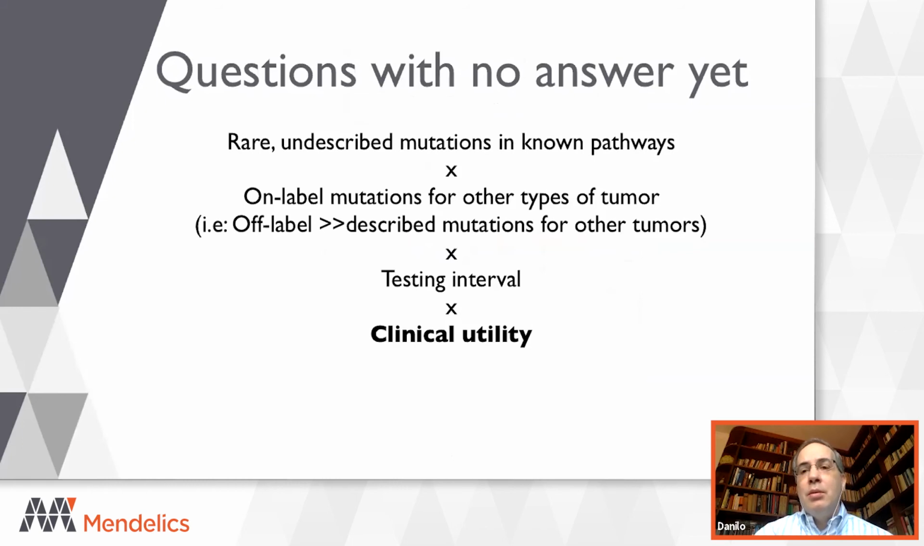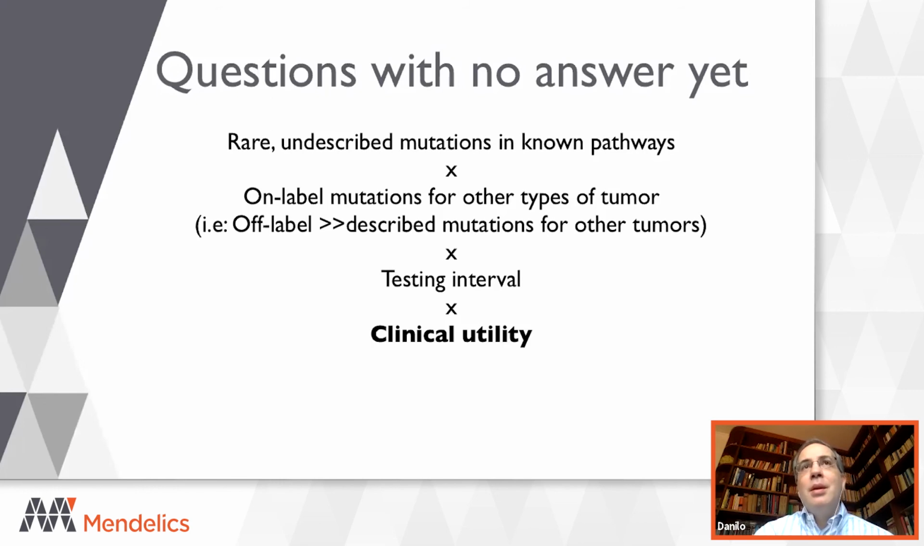When we talk about NGS testing, we can find rare undescribed mutations in known pathways. So what will we do with that? We don't know. There's no clinical information on that. So can we use the same pharmaceutical designs to treat these patients? We don't know. There's no clinical test. If you have on-label mutations for other types of tumor, can you use the same treatment? That's not clear.